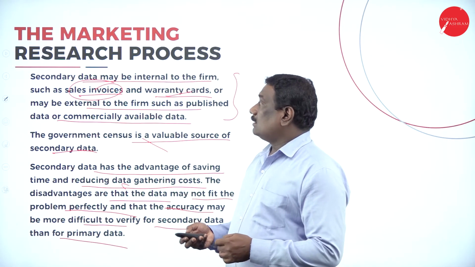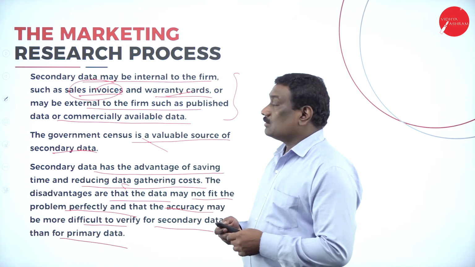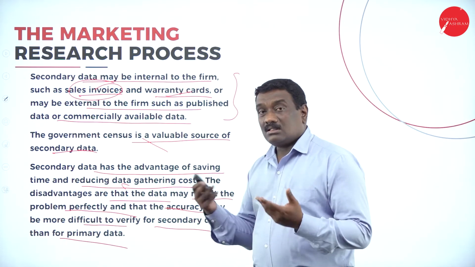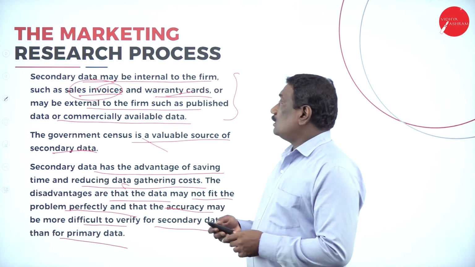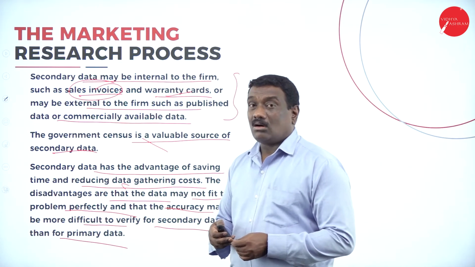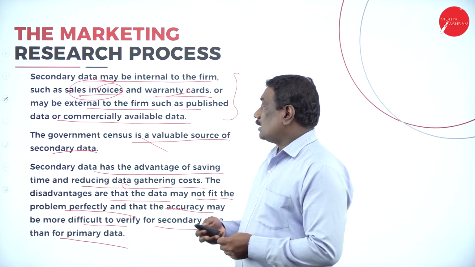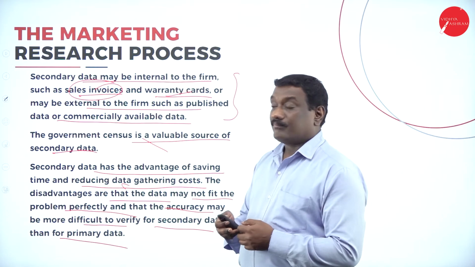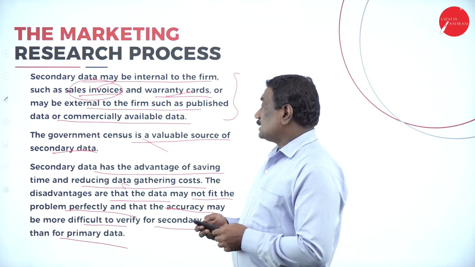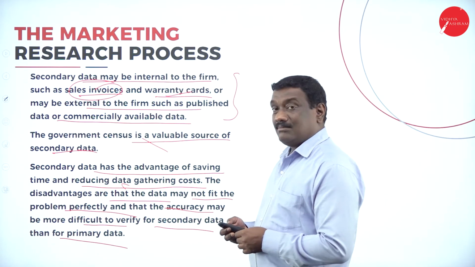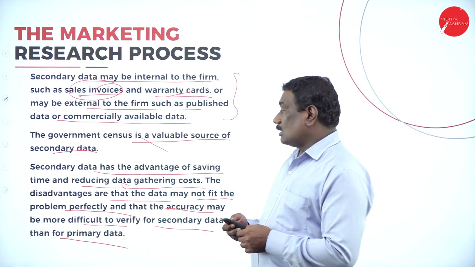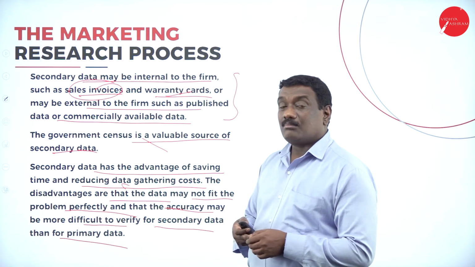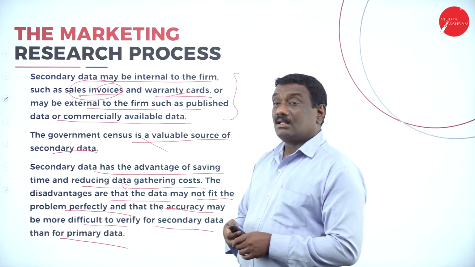Now, secondary data may be internal to the firm, such as sales invoices or warranty cards, whereas external secondary data may be published data or commercially available data. The government census is also considered secondary data. Secondary data has the advantage of saving time and reducing data gathering cost, and there are also disadvantages, that the data may not fit the problem perfectly, right?